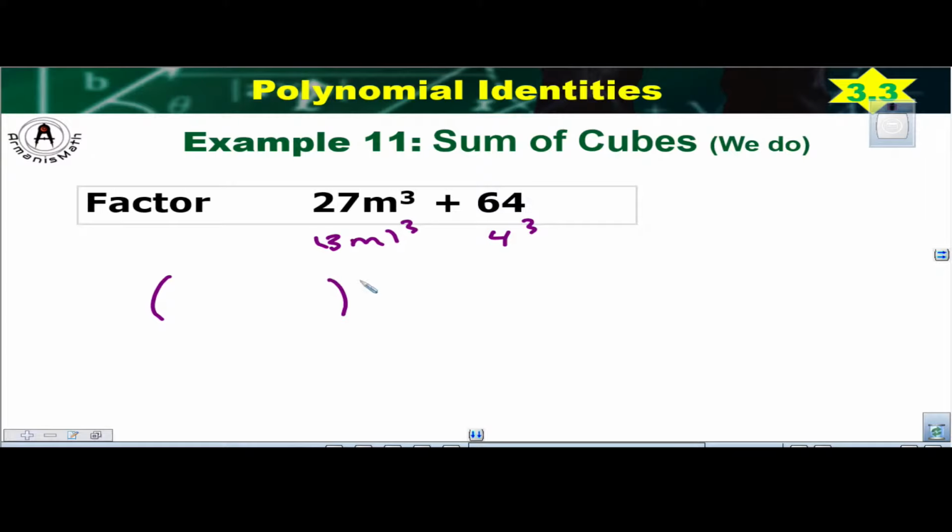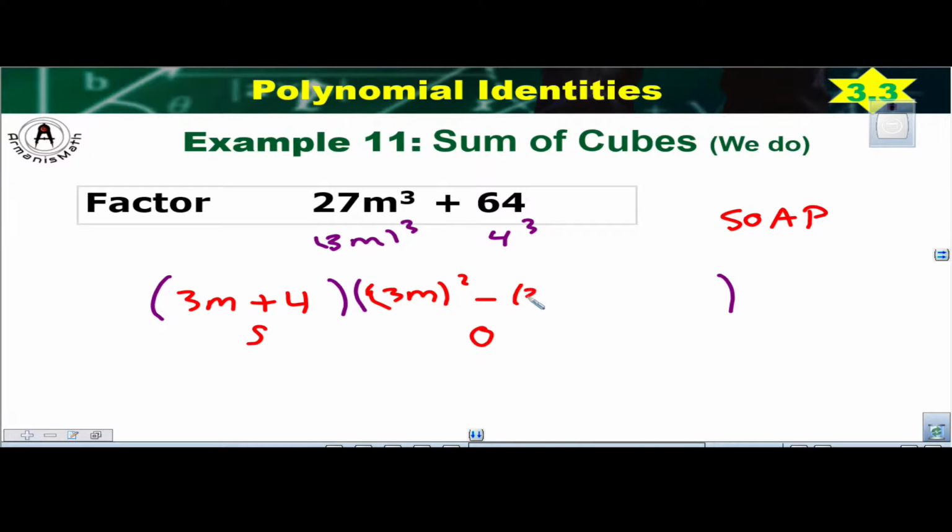So again, I'm gonna use SOAP, and this time I'm actually gonna write it down because I just fixed a mistake. So same. I'm gonna start exactly with the same. So I've got 3m plus 4. That's the same for S in SOAP. And then I've got the first item squared. That is 3m squared. And then I'm gonna use opposite, O, opposite. That's why we use SOAP to remind us. I've got 3m times 4. And then finally I have the AP, always positive. The 4 is being squared.